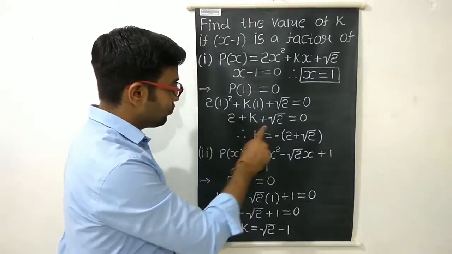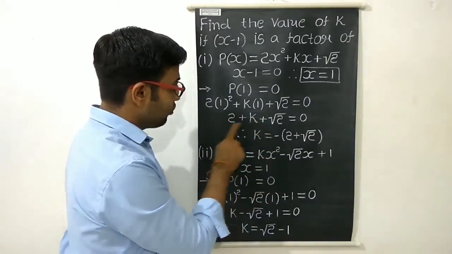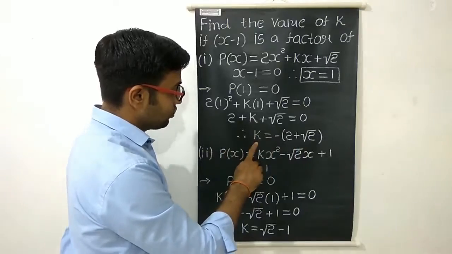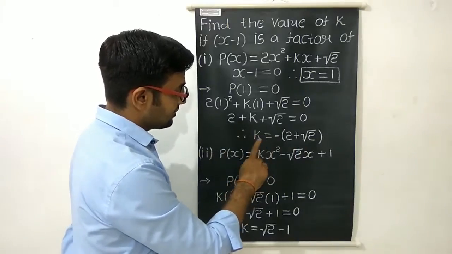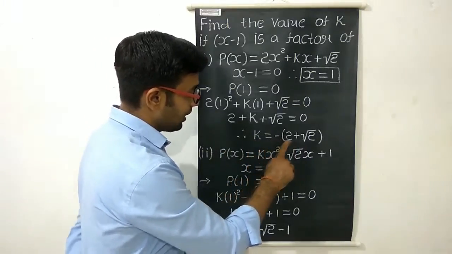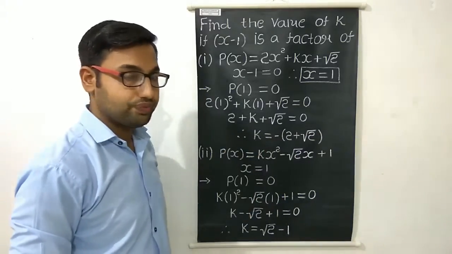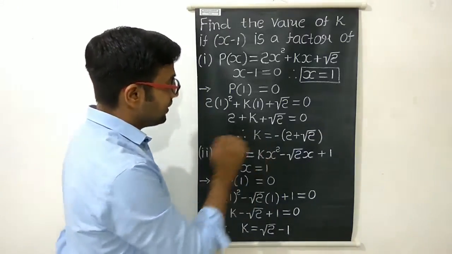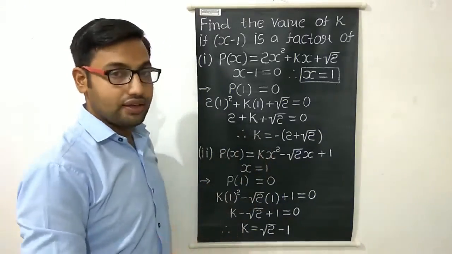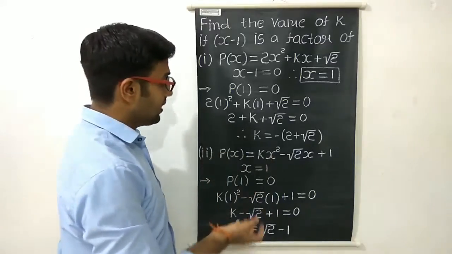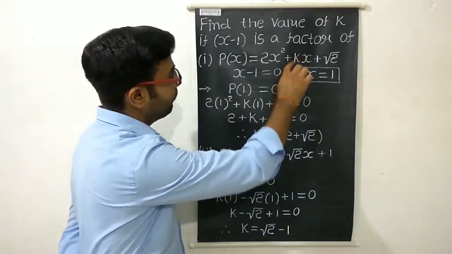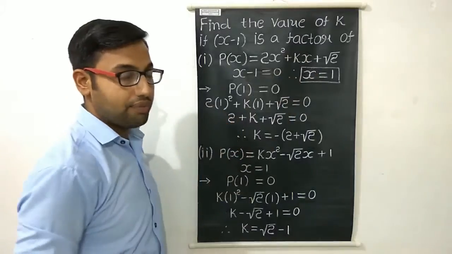Now by taking this 2 and root 2 to the right hand side, both will become minus. So the value of k we get here is k is equal to minus, in the bracket, 2 plus root 2. Okay, so in this way, by using the factor theorem and remainder theorem, we can find the value of k in this type of sum.